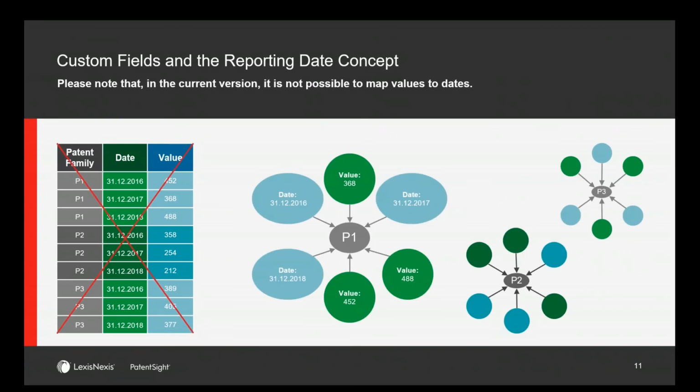Unfortunately, this doesn't work. So this is something we would like to make you aware of. Custom fields are imported in columns and not in rows. So if values are mapped to patent families, the connection is between the custom field and the patent family and not between custom field and custom field. So if we look at the first date, the 31st of December 2016, and the value 452, there is just no connection between these two pieces of information. So when working with custom fields, please bear that in mind.